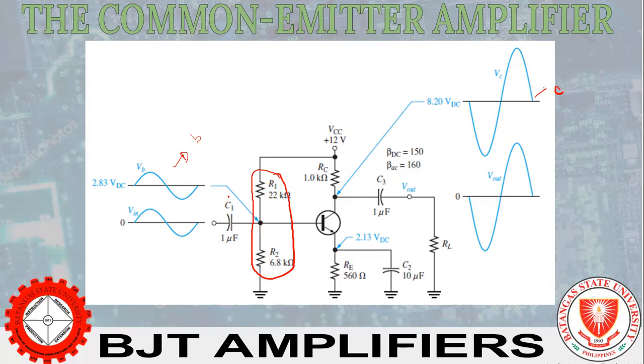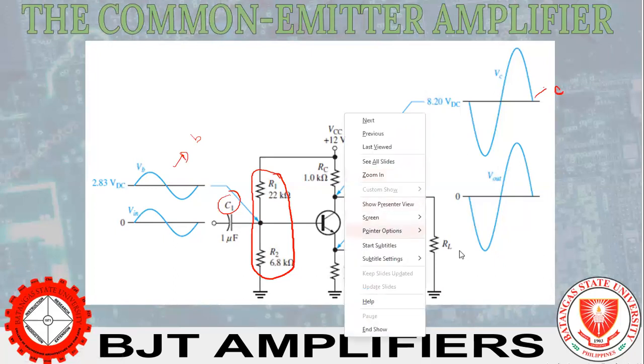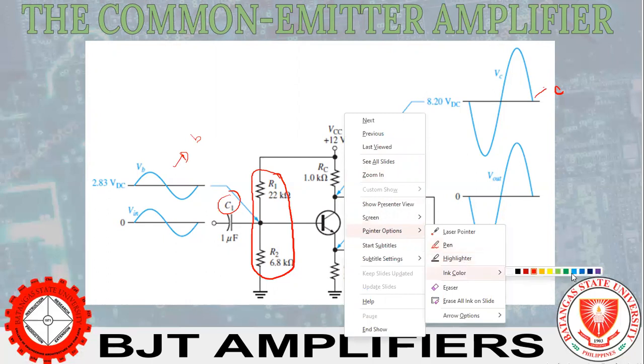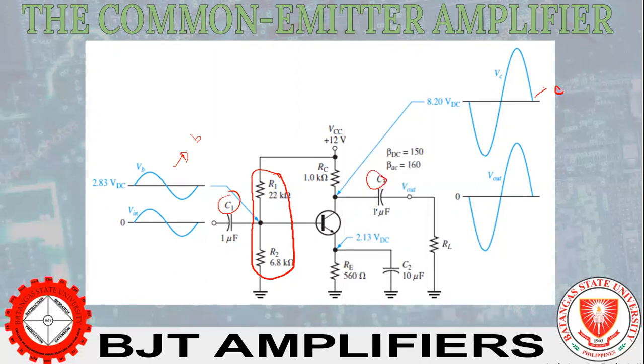Therefore, itong ating C1 at saka yung ating C3, palitan ko nga yung color ng pointer. Let's say, gawin natin blue. Okay. Ito yung ating gagawing coupling capacitors. Again, ano ang ginagawa ng ating coupling capacitors? So, coupling capacitors ay block DC and allows AC. So, yung AC signals po ang ating i-amplified. So, yung C2 natin is the bypass capacitor natin.